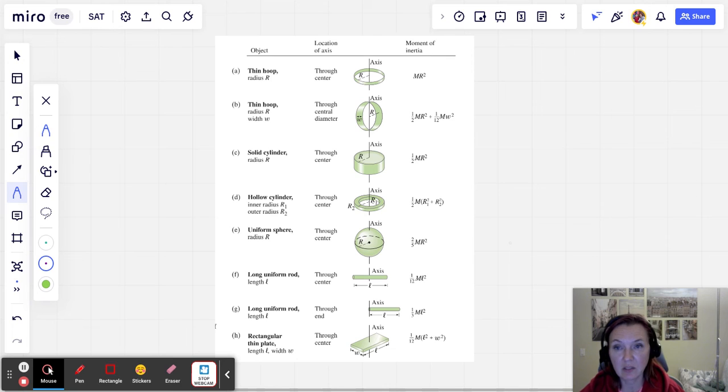So it depends on how the mass is distributed, which means that if you have a thin hoop with the radius r, that is going to be the most trivial case. That's what we just got, mr squared, the moment of inertia, and it rotates through the center. Well, now when our objects change a little bit, now we have a thin hoop of radius r, and width is going to be w. So now we have 1/2 mr squared plus 1/12 mw squared.